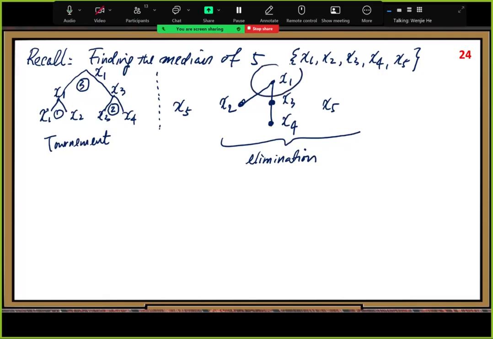Elimination method, because X1, by our observation, is in the top 2, right? Yeah, because only X5 has a possibility to be greater than X1. Other elements, if not X5, have no chance to be greater than X1. So X1 must be in the top 2.